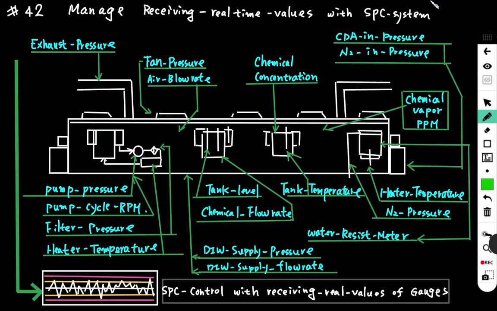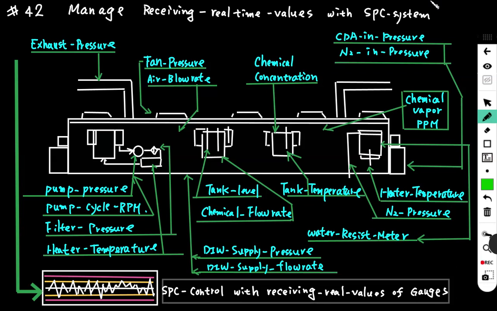Hello there, we're going to talk about managing the receiving of real-time values with the SPC system. It's very important to record all data, especially the real-time values of all the gauges, digital gauges, and receive these values into the SPC system, as we talked about before. Controlling with the SPC system to monitor the job is very easy.